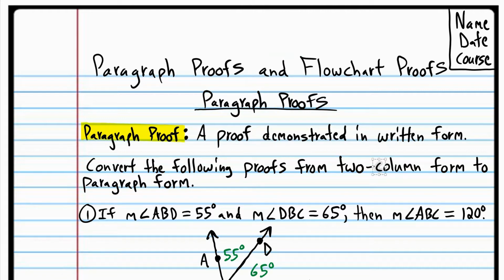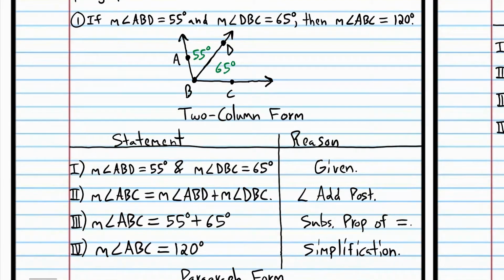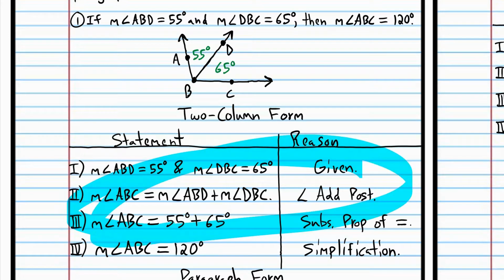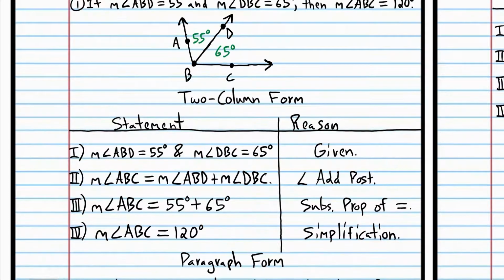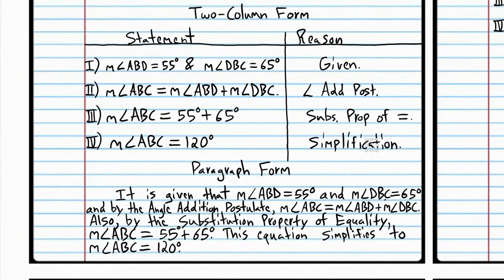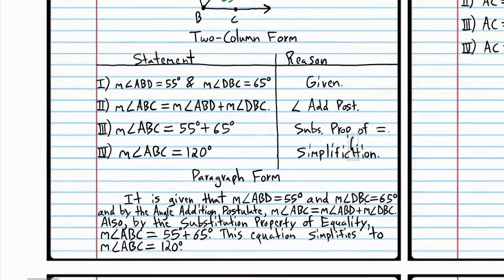So first we're going to learn paragraph proofs, and as you can see, a paragraph proof is just a proof written in paragraph form. So here's a two-column proof. That's what we've already done in this class. You have your two columns there, statement and reason, but now we're going to take that proof and convert it to paragraph form. As you can see, it's just written as you would write an essay or something.